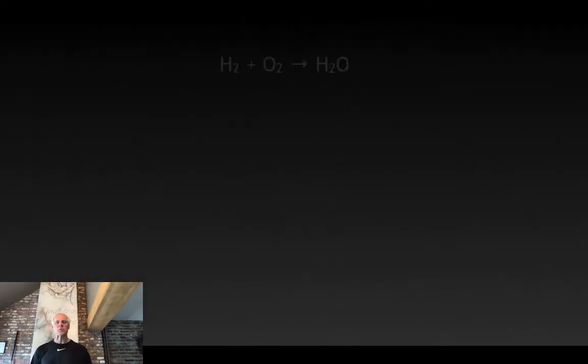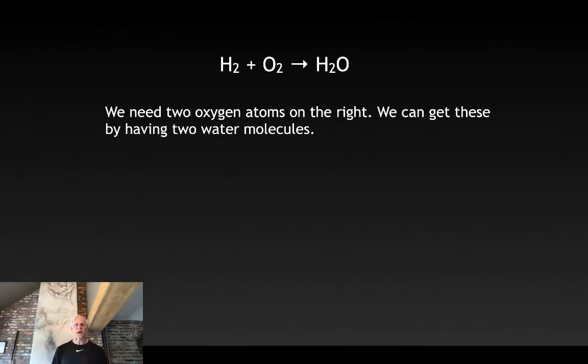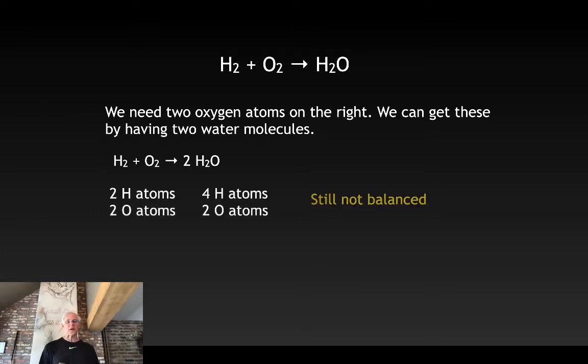So let's see how we would do that. So there's our reaction. H2 plus O2 goes to H2O. We need two oxygen atoms on the right because we have two on the left. So if I had two water molecules, that would give me 2 oxygen atoms in the products there. So let's see what that does. So now we have H2 plus O2 goes to 2H2O.